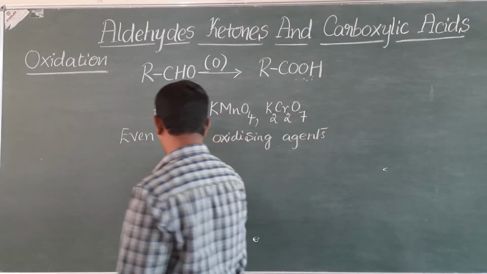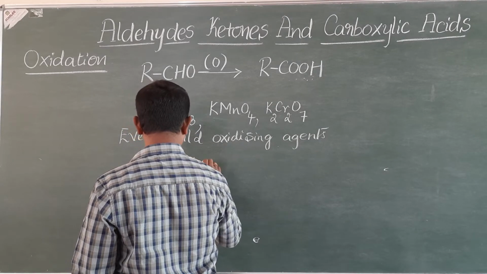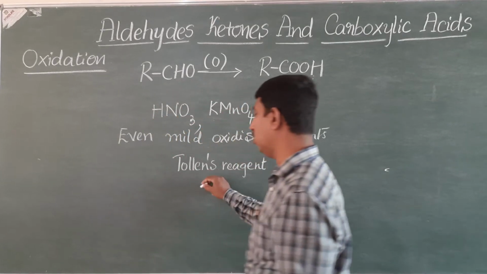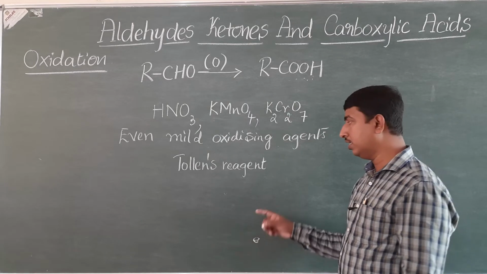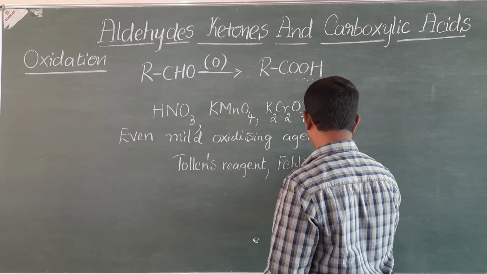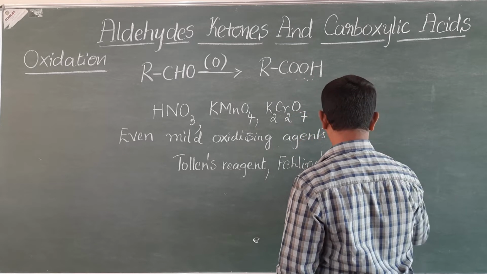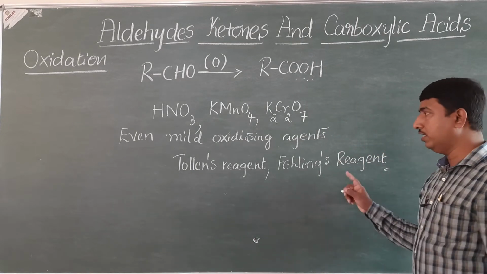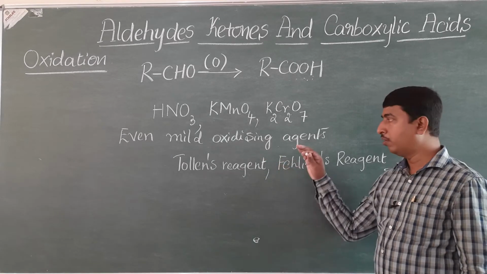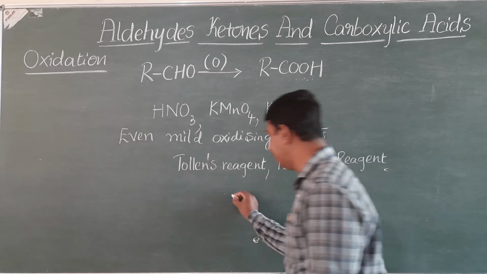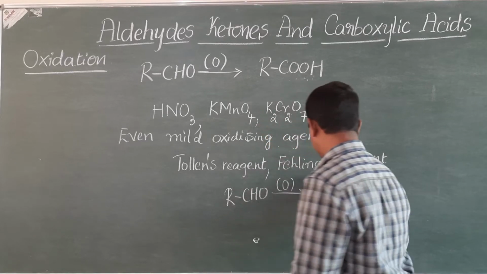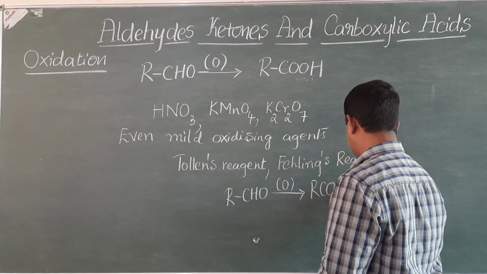Examples for mild oxidizing agents: one is Tollens reagent, the other one is Fehling's reagent. So Tollens reagent and Fehling's reagent are examples of mild oxidizing agents. Even in the presence of mild oxidizing agents, these aldehydes readily undergo oxidation, forming carboxylic acid, that is RCOOH.